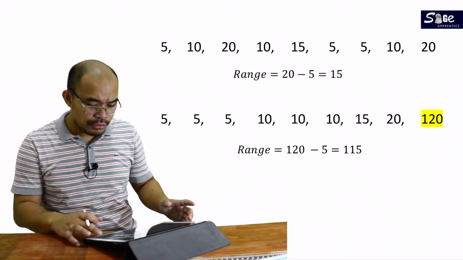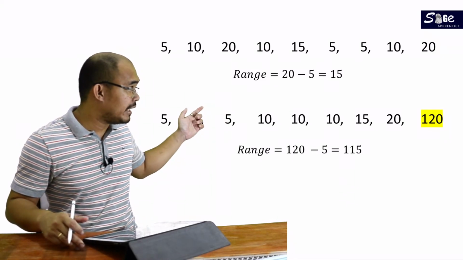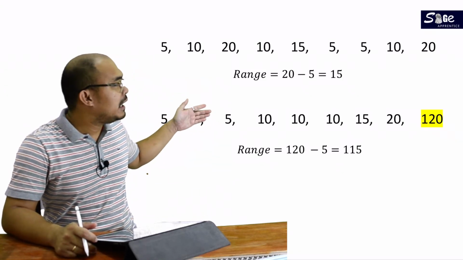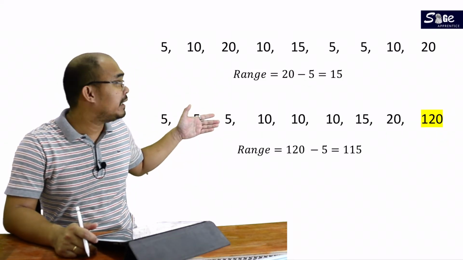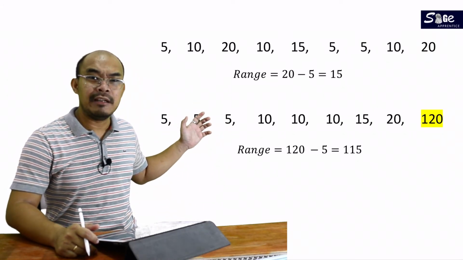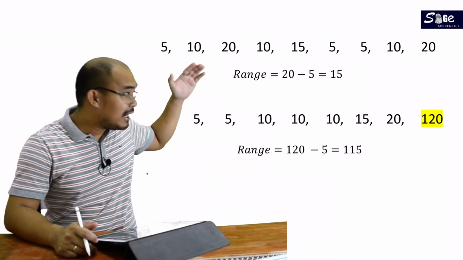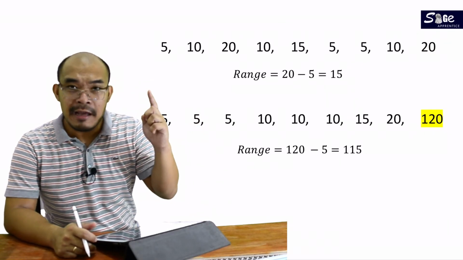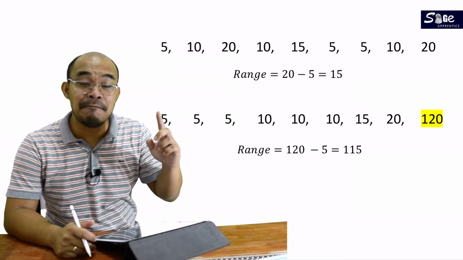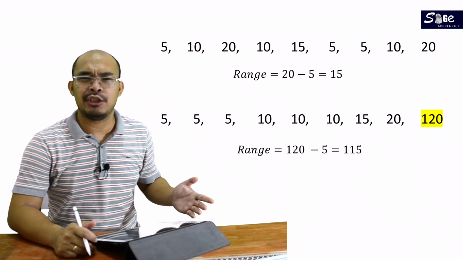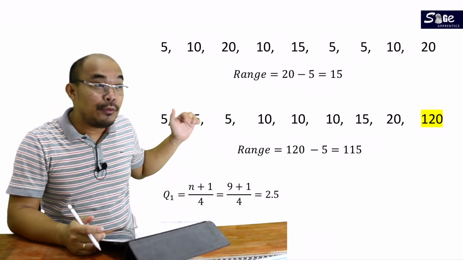So, we have to use, okay, eto pala yung range nila and then let's take a look. Okay? Yung range ng may extreme value natin na 120, yung range niya is 115. So, napakalayo niya dun sa range natin na 15 because of this single extreme value. So, that's why we need yung tinatawag nating interquartile range. Okay. So, ito yung formula natin.